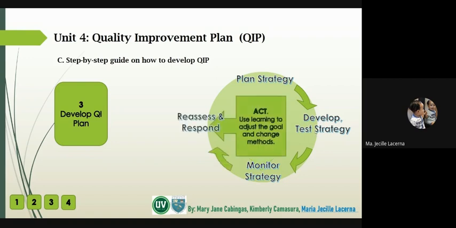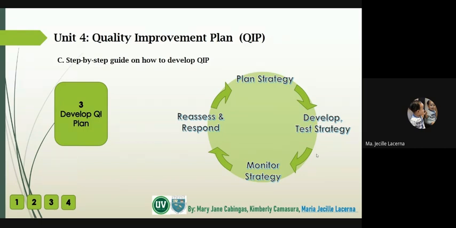Next is to use learning to adjust the goal and change the method. So this will just be a cycle. This is the simplest, most common process of QI planning. So it will just be a cycle, and as I mentioned early in my report, it is a living document that after the end of a plan, you will then see some other root causes and start another QI plan.